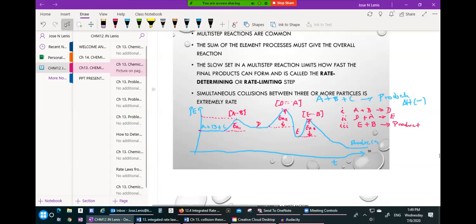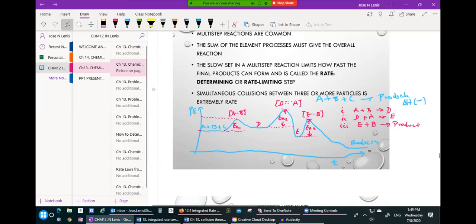And the potential energy diagram is showing 3 different hills representing every different step. Every step of this is called an elementary process or elementary step.